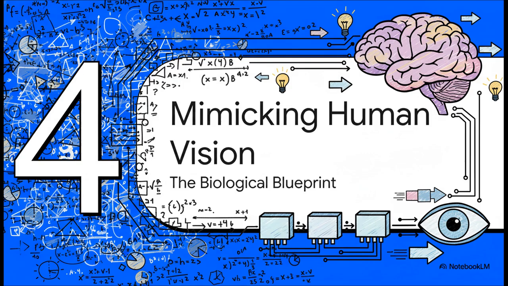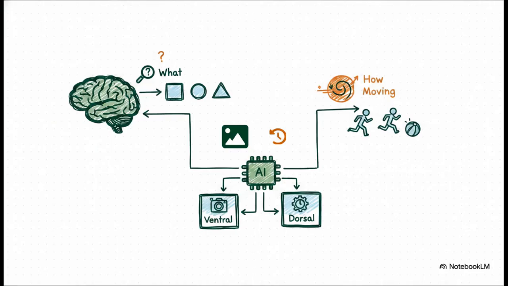Basically, when pure math got too heavy and computationally prohibitive, computer scientists looked to the human brain for a cheat code. They were directly inspired by the dual pathway theory of our own visual cortex. You see, human biology splits visual processing into two distinct streams. There's the ventral stream, which recognizes objects and tells us what we are looking at, and the dorsal stream, which processes motion and tells us how things are moving.